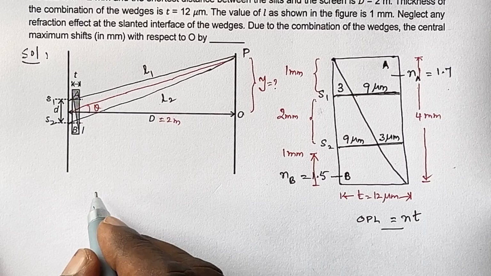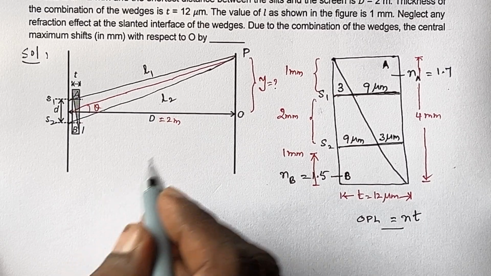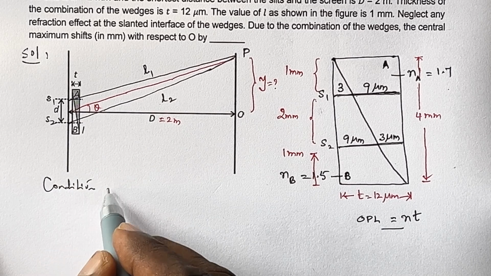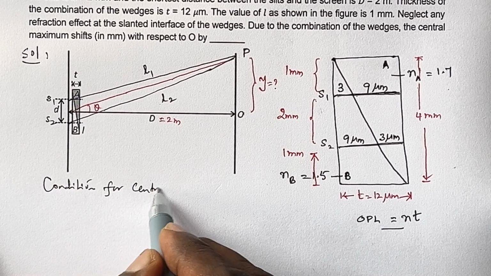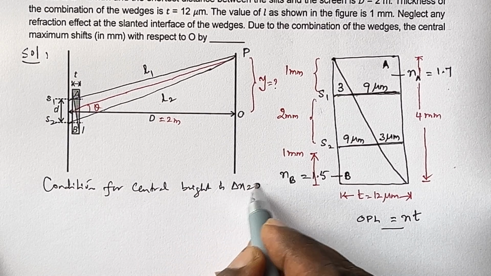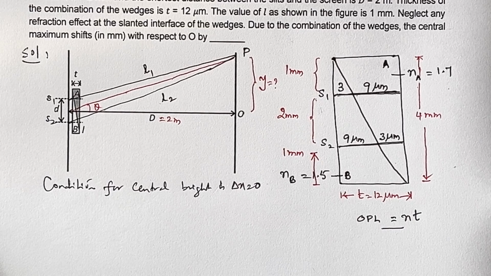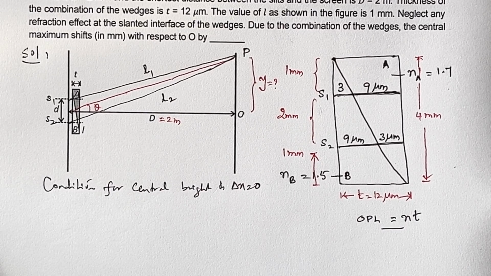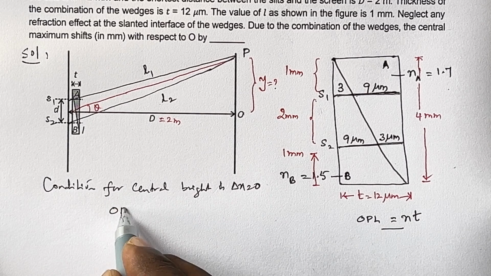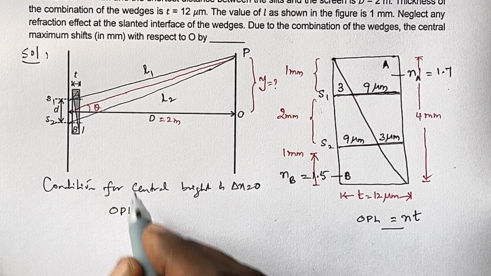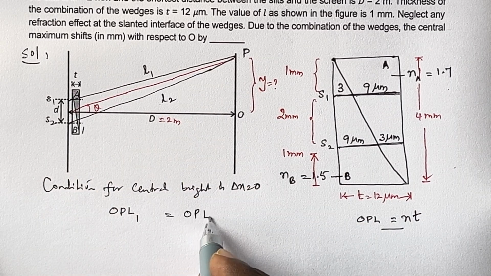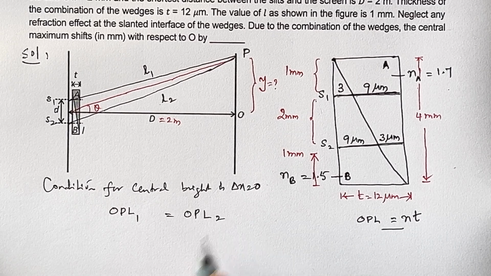Since it is going through various materials, we will calculate the optical distance. See, the central bright condition is delta x is equal to 0. There shall be no path difference. That's why these two paths must be equal. So the optical distance from S1 is equal to the optical length from S2.